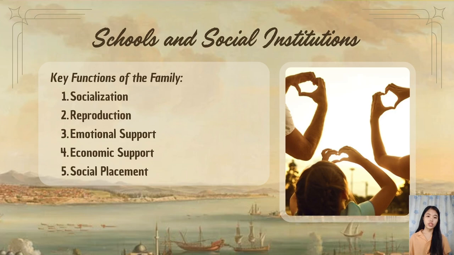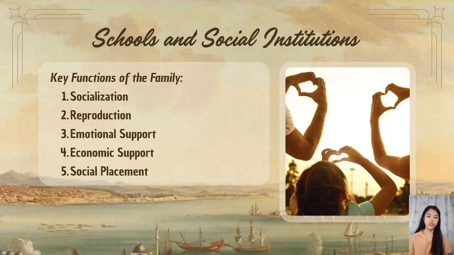Third is emotional support. The family provides love, comfort, and a sense of security to its members. Fourth is economic support. Family members help one another by sharing financial resources and daily responsibilities. This is where families work together to meet their daily needs by sharing money, food, shelter, and dividing household tasks.